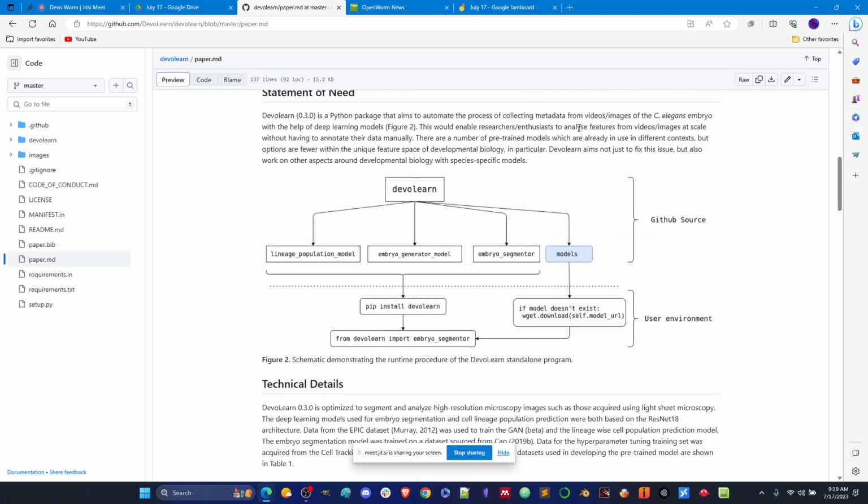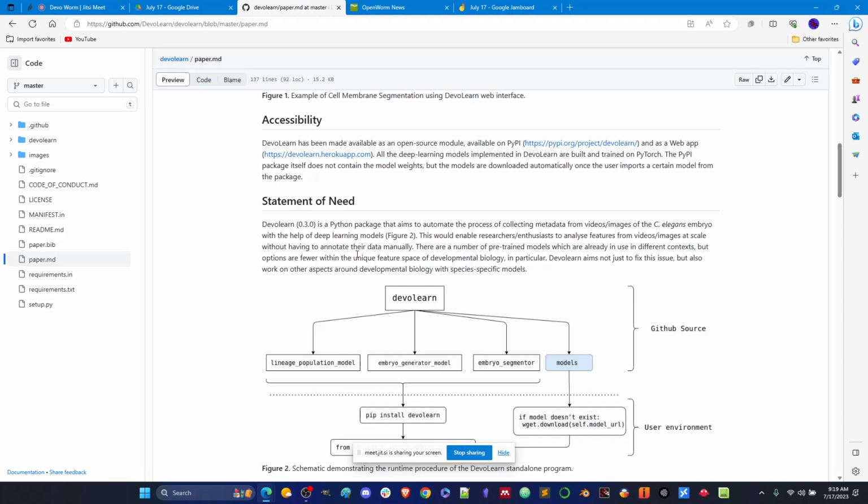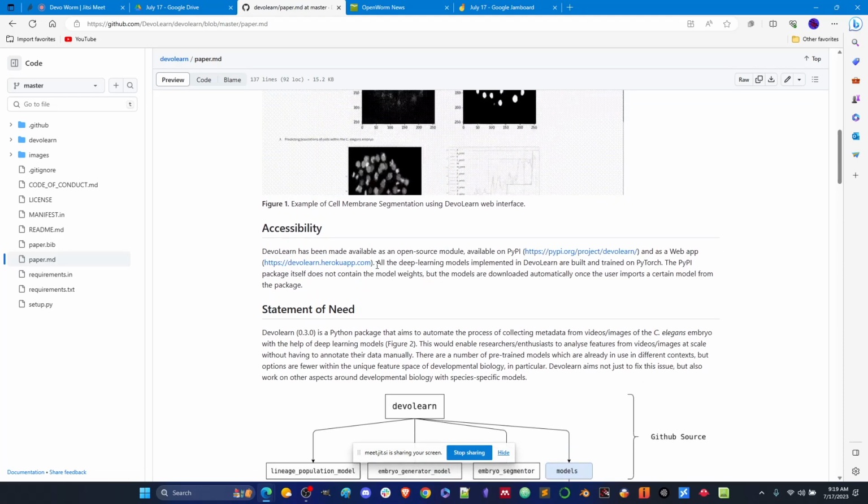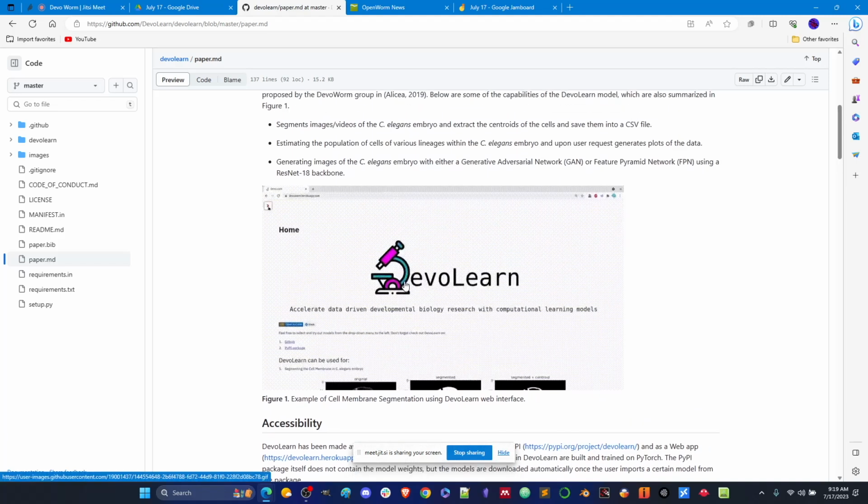The statement of need is usually where you can say, okay, this is why you would need this. And actually, the point you made about this being hosted on the web, or being able to use it as something hosted on the web, is something we should add to this section. It basically talks about why you would do this. Accessibility just means where do you find it, which probably should be up at the top.